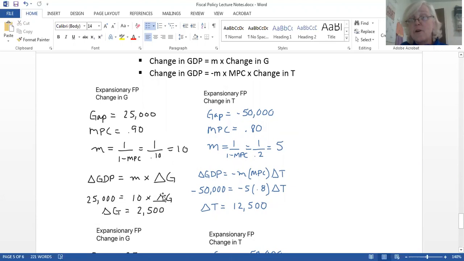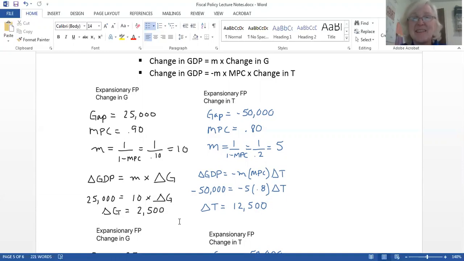So I can solve for change in G, divide both sides by 10, and look, I only need to increase my government expenditures by 2,500 to get rid of a gap of much bigger, 25,000. 1/10 of the size of the gap is what I need to inject to fix the gap. Isn't that cool? That multiplier is really cool. All right, let's look at the math on the other side.